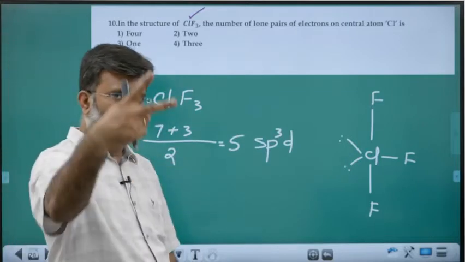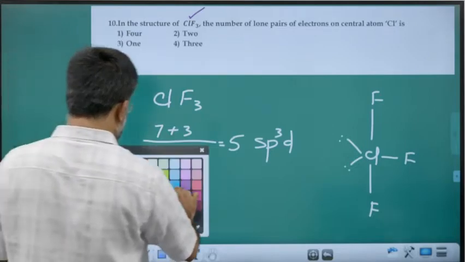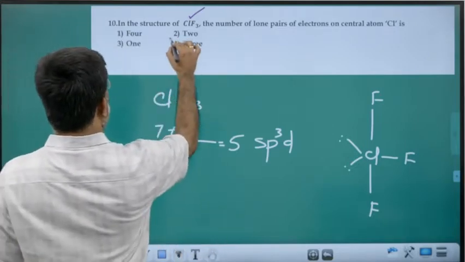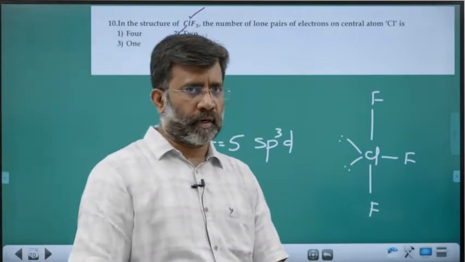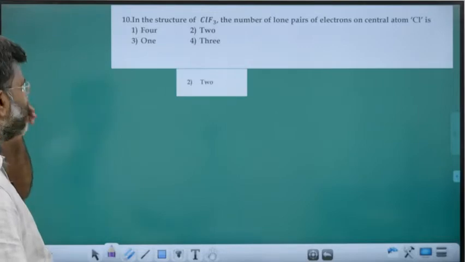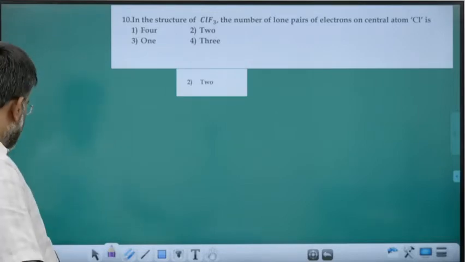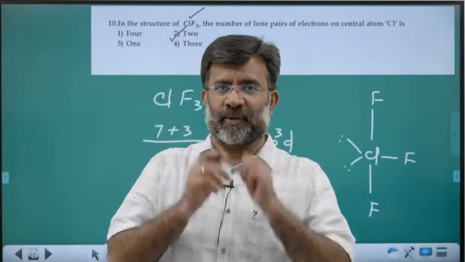Chlorine contains 2 lone pairs of electrons. The answer is option 2. There are 2 lone pairs of electrons. Option 2. Now there can be a question: how many lone pairs of electrons are in the molecule?